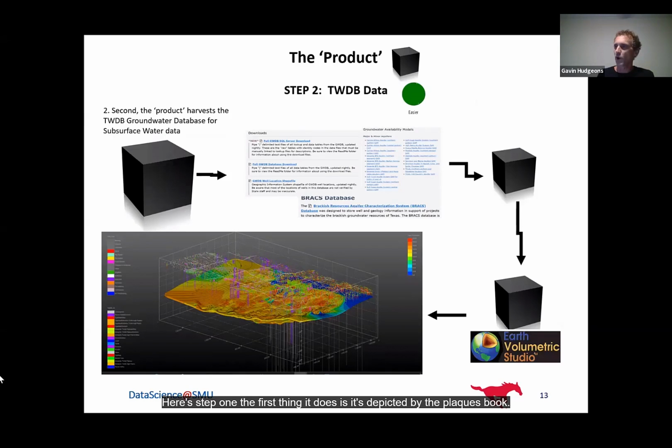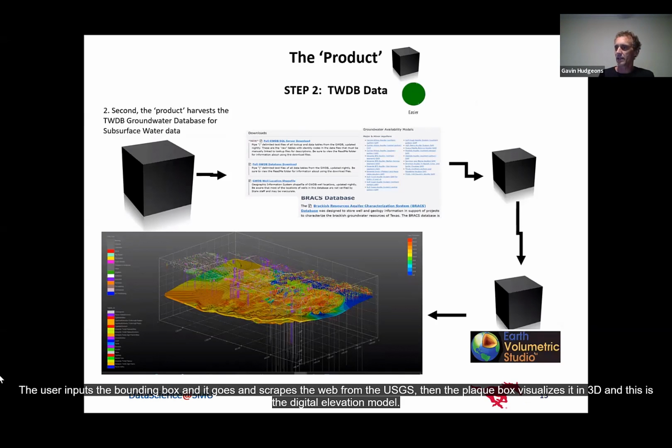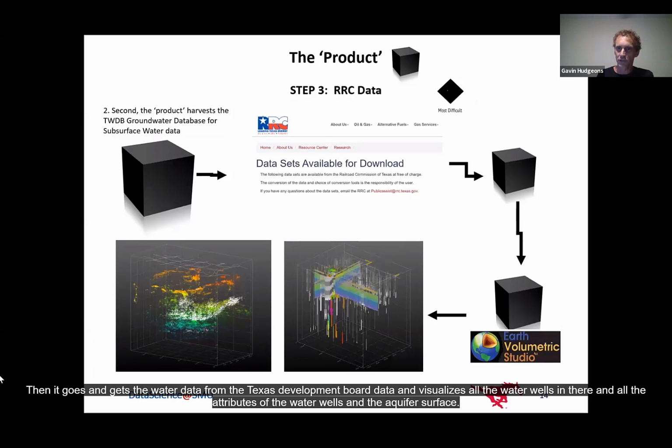Then it goes and gets the water data from the Texas Water Development Board data and visualizes all the water wells in there and all the attributes of the water wells and the aquifer services. And then it goes to the Railroad Commission and scrapes that for all of the oil and gas data and all of the underground injection control data and visualizes all that in the same visualizations.